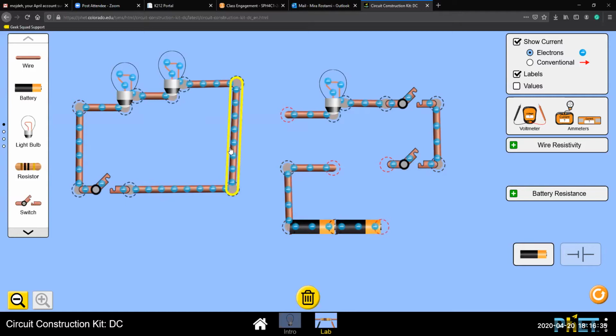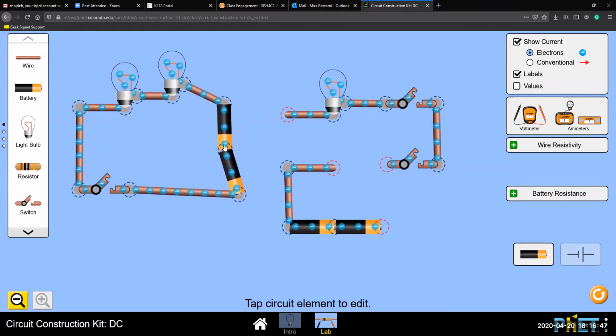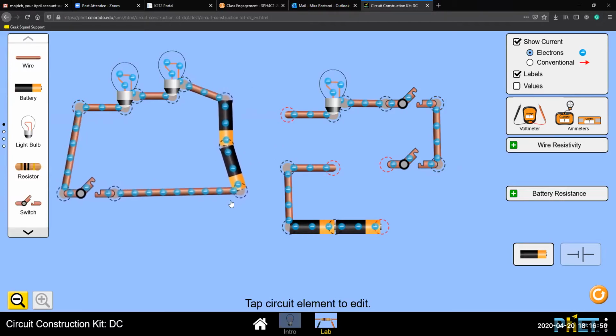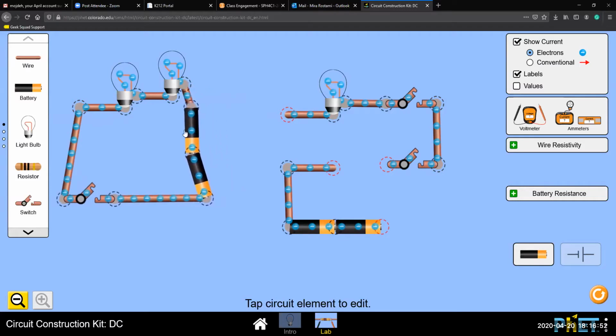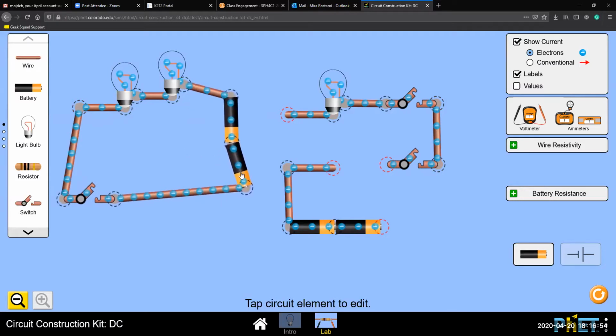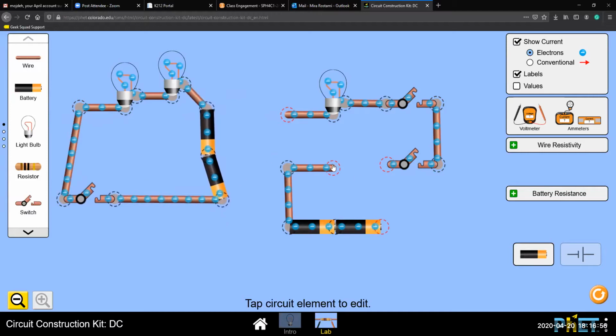Okay, oops, I forgot to build the battery here. So I'm just going to put two batteries here because we need a source. Okay, it's very ugly. Okay, it's okay. And I'm going to build another wire here and another light bulb.